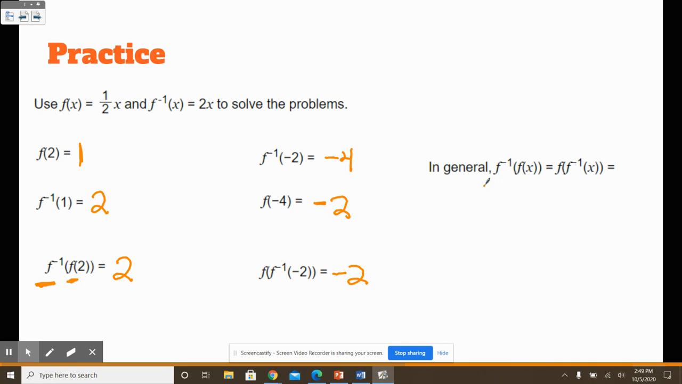So once again, you might want to write that down. F inverse of f of x is the same thing as f of f inverse, and what that gives you is whatever you're plugging into your machine. And if you're not giving a specific number, we just get the x.